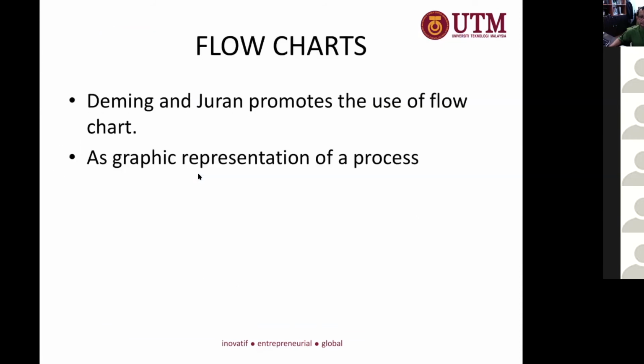Then flow chart. I will explain to you about flow chart, and I believe all of you are familiar with this already. Flow chart is a graphic representation of the process, particularly during audit. As I mentioned before, the auditor wants to see your process, your procedure. We engineers are not interested in text, in paragraphs. But when you show us a graphic, then that will make us wake up from sleep.